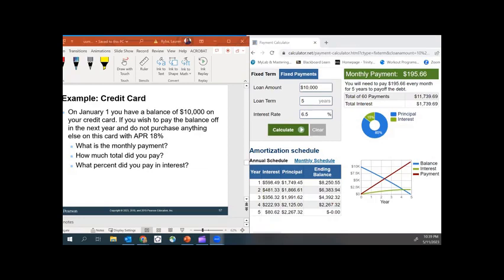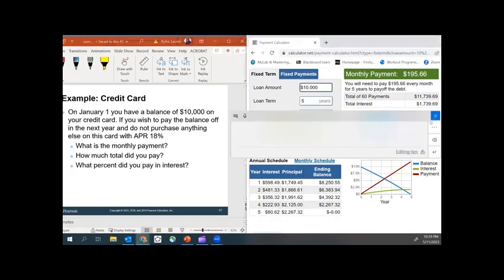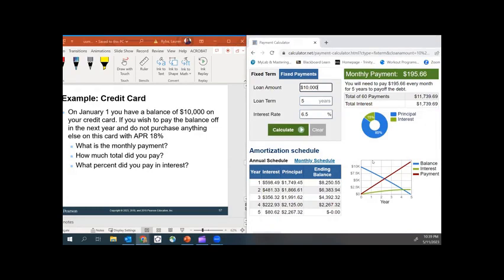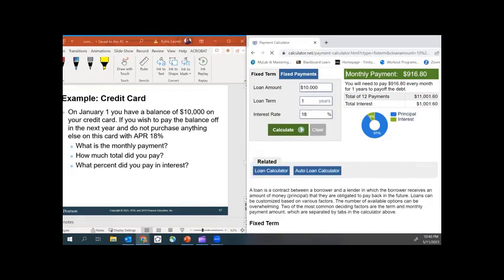So we're going to treat this now as if it was a loan. Using our same formula, website, whichever one you prefer here, I've got $10,000 that I want to pay off in 1 year, and my rate is 18%. And I will click calculate here. Monthly payment is listed up here as $916.80. In total, I would pay $11,001.60. And that would be 9% of what I paid went towards interest.